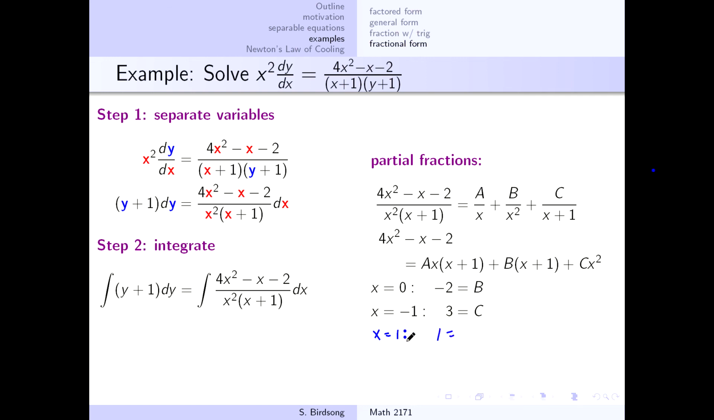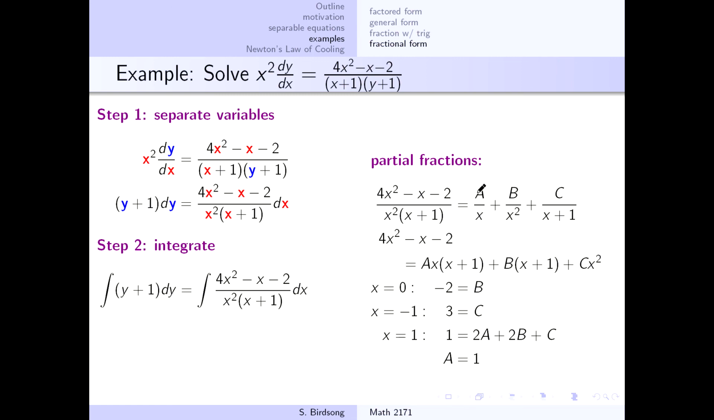Now, since this x value was not picked with any sort of strategy other than to not make our life super complicated, you're going to end up with A's, B's, and C's in your expression. So if we plug in x equals 1 to this first term, we'll have 1 times (1 plus 1), so 2. So this would be 2A. With the B term, we'll have 1 plus 1, so that'll be 2B. And on the C term, we'll get 1 squared, or just plain old C. But here's the thing, we know what both B and C are, so we'll be able to plug in. And when you plug in, you'll actually get that A equals 1.